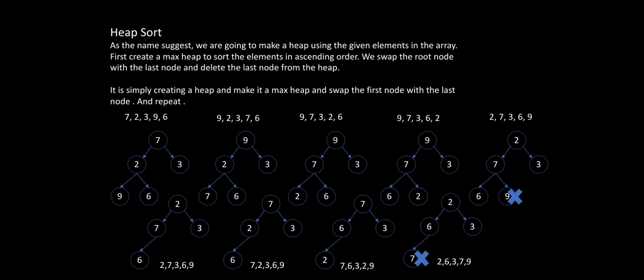So here we have an array: 7 2 3 9 6. We're going to create a heap from 7 2 3 9 6. We're going to search for the max heap. The max here is 9. So we're going to swap 7 with 9.